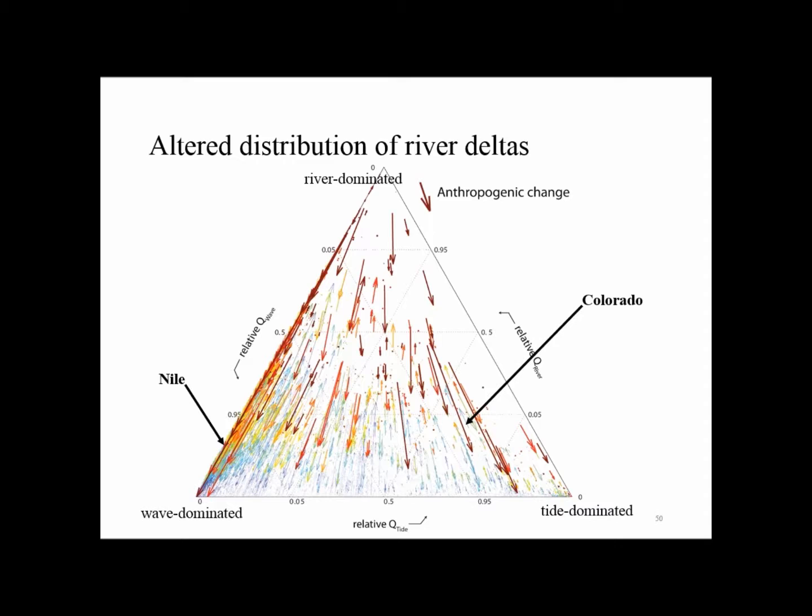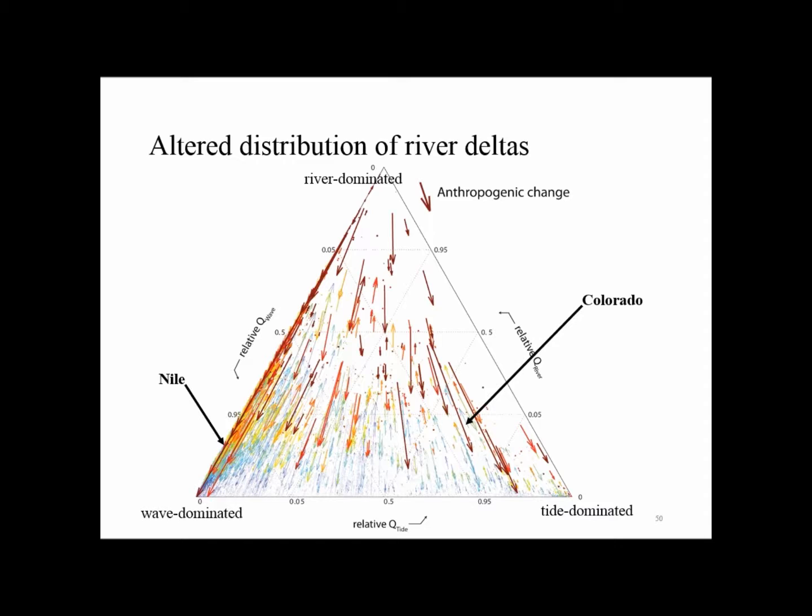You see that a lot of the big deltas, a lot of the very red thick arrows are pointed down, so a lot of deltas are expected to be a lot less river dominated in the future because of humans and climate change and other natural factors. And we can do this analysis and say something about very particular deltas like the Nile or the Colorado, which are expected to be reworked by waves and tides.